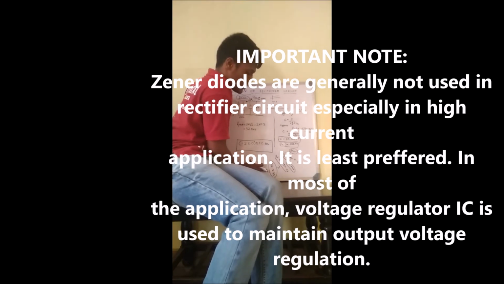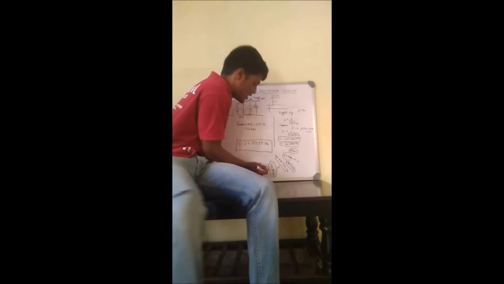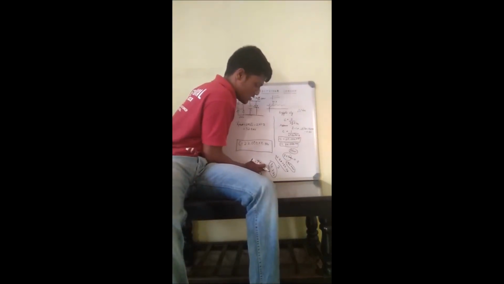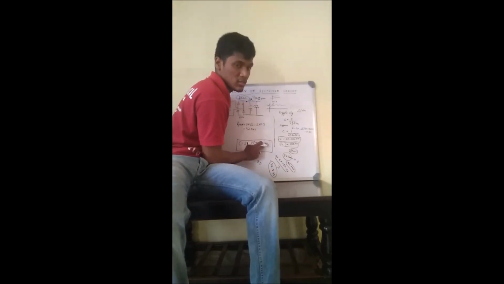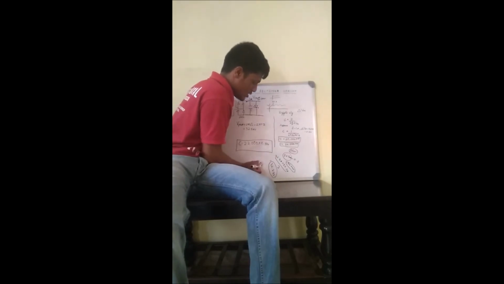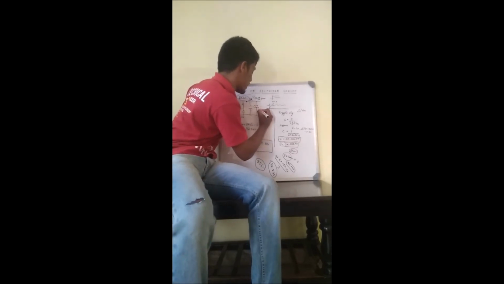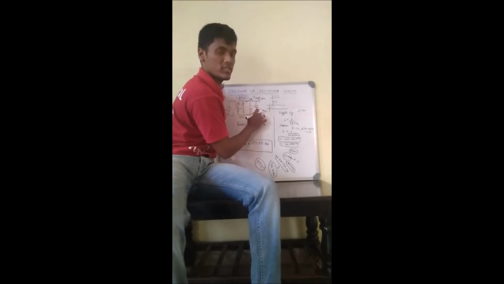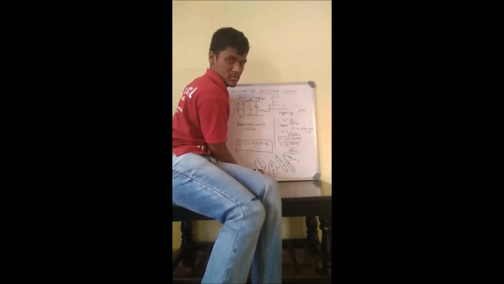So how to choose the rating of the Zener diode? The output voltage is 32 volt. So let me consider a Zener diode which has a rating of 35 volt, which is more than this. If I choose less than this, the Zener diode will burn out. So a 35 volt Zener diode is better to choose here. The 35 volt Zener diode is 1N4751, and this is the Zener diode which I am going to choose here. So the output voltage will be like this.